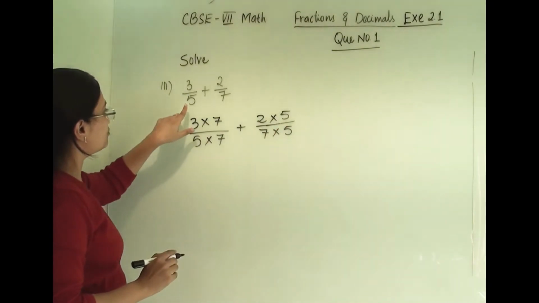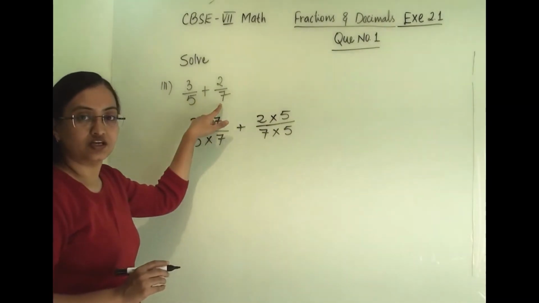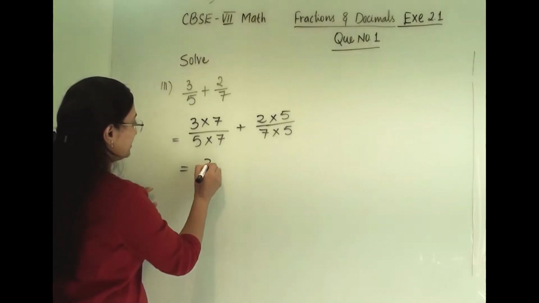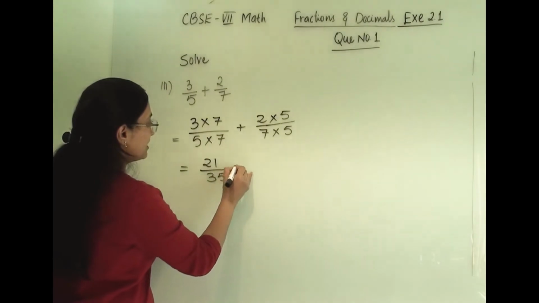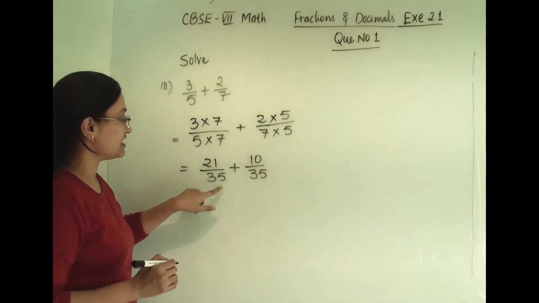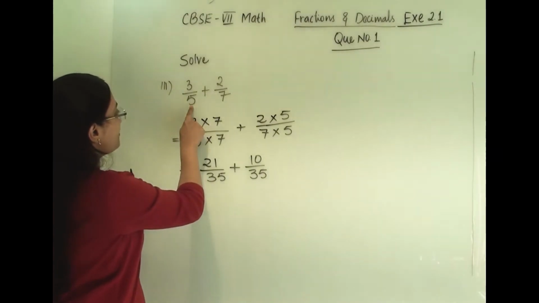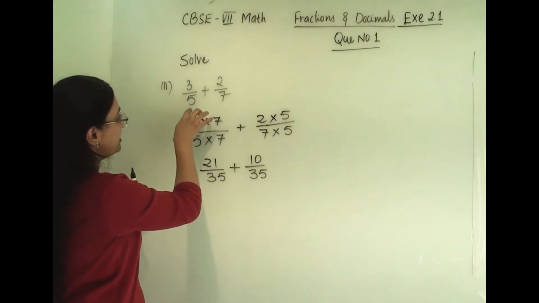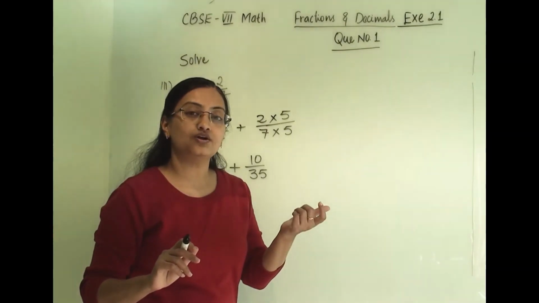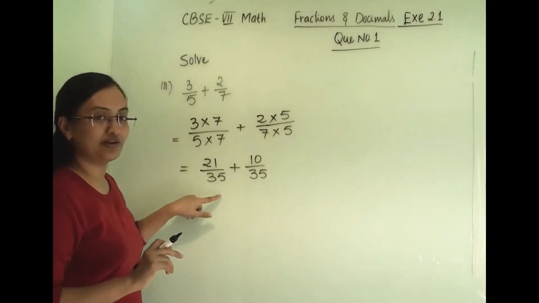What we have done, to change these fractions into like fractions, is multiply with each other's denominator. Now when we write the product of this multiplication, we will get 21 divided by 35 plus 10 divided by 35. By doing so, we can convert them into like fractions. Why? Because here 5 is multiplying with 7 and here 7 is multiplying with 5. The property of multiplication is that in any order you multiply the numbers, the answer will remain the same. So here we can convert them into like fractions in this way.